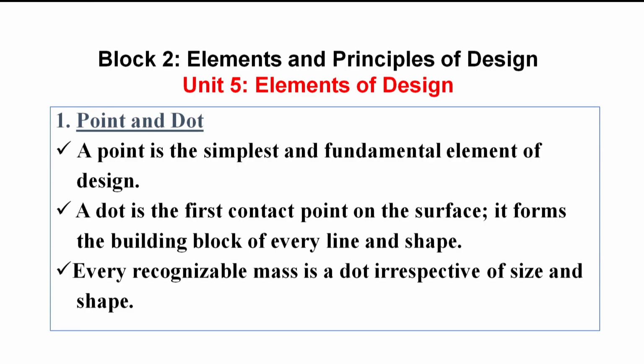So the first contact point on the paper is the dot. Then we make a point or a dot, and then we create any form or a design, which is a line or a shape, anything that we then develop. Every recognizable mass is a dot irrespective of size or shape. It can be of any size or shape, but we start with a point or dot.